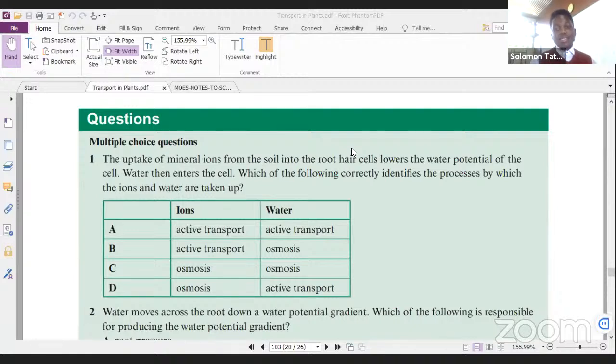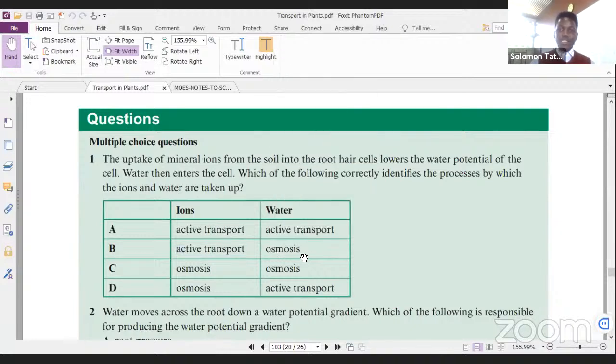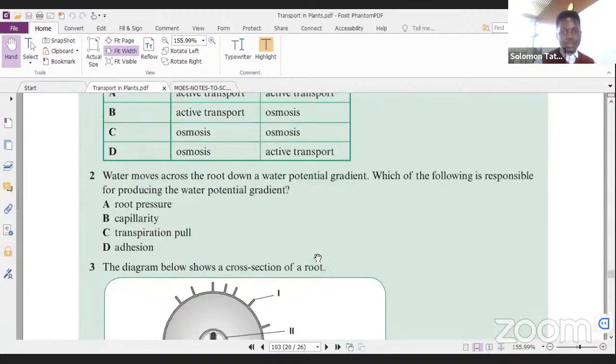Okay, yes, ions move by active transport. We have seen that when we talked about root pressure. Ions will always move by active transport, and then water follows by osmosis due to the difference in the water potential between the soil and the roots. So very correct. Next question.